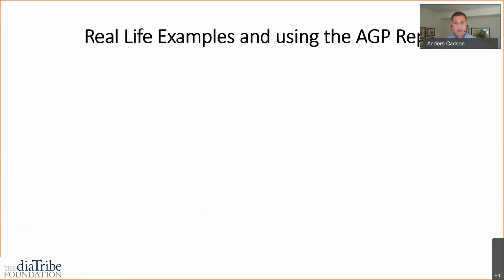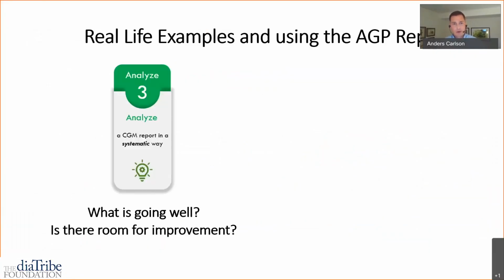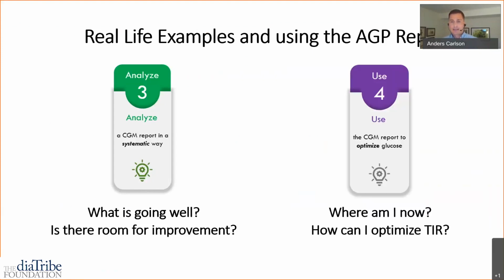So let's talk through a couple real-life examples using the AGP report. First, we're going to look at what's working and what we can improve on, analyzing the data, and then turning that data into something actionable: small, tangible changes that we can make to try to optimize the time in range.